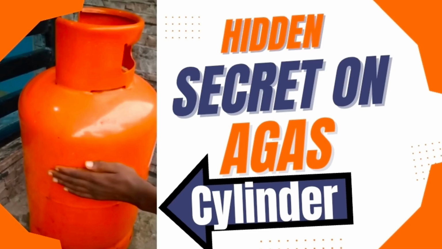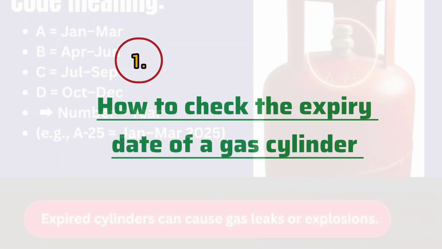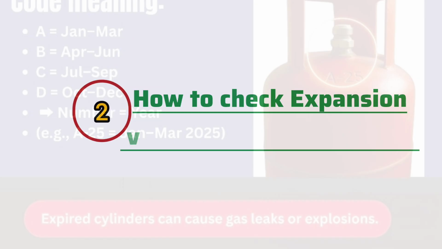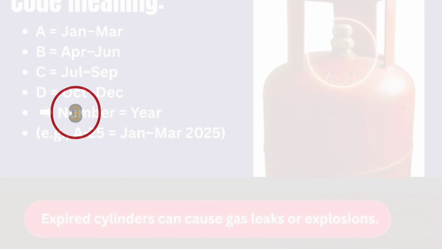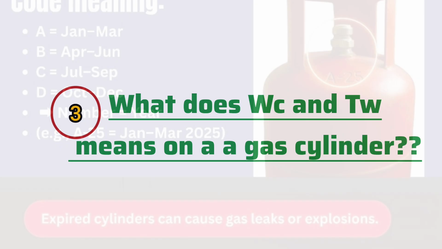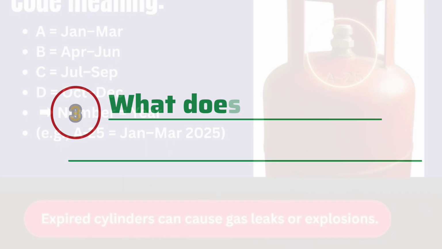In today's video, I'm going to show you three things. First, how to check the expiry date of a gas cylinder. Second, how to check expansion valve and regulator leaks on a gas cylinder. Third, what WC and TW mean on a gas cylinder.